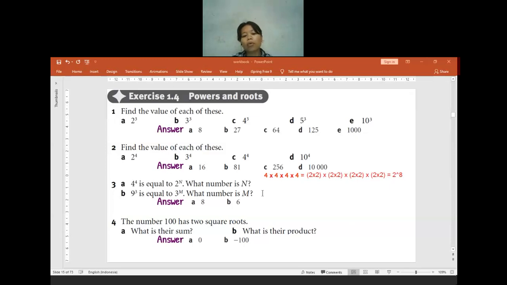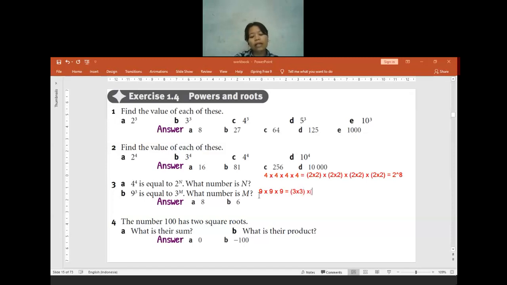For 9 to the power of 3, it means there are 3 numbers of 9. We need to multiply them. Since the question is making the 9 into 3 to the power of something, the number 9 I will break down into 3 times 3.